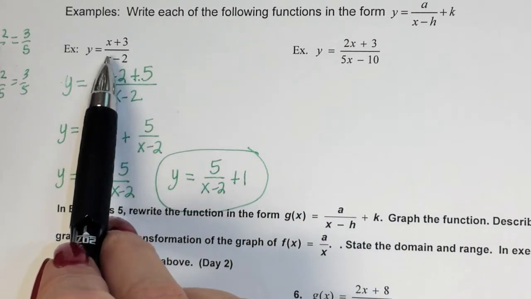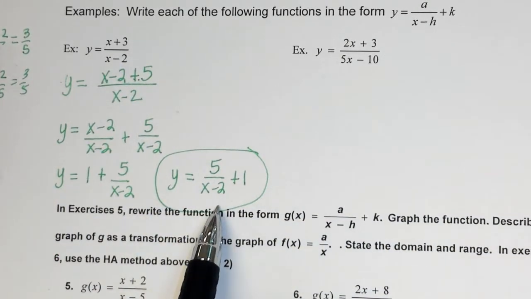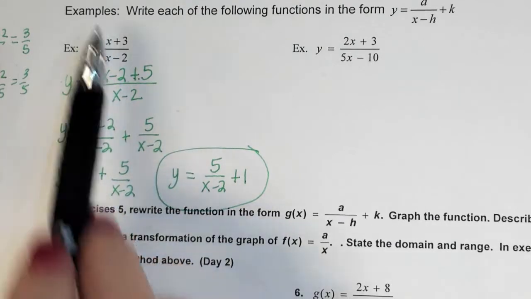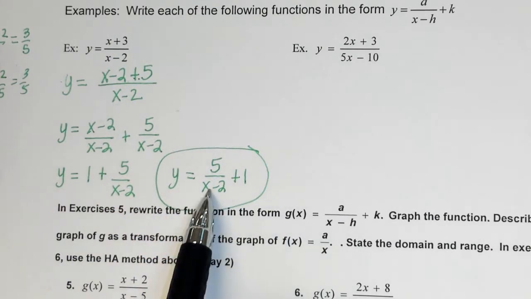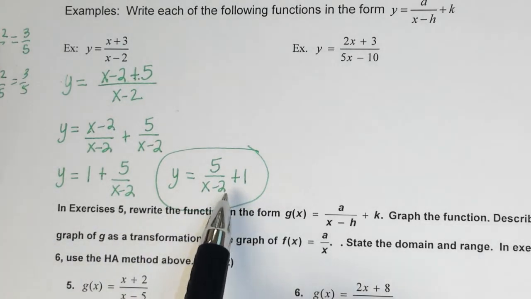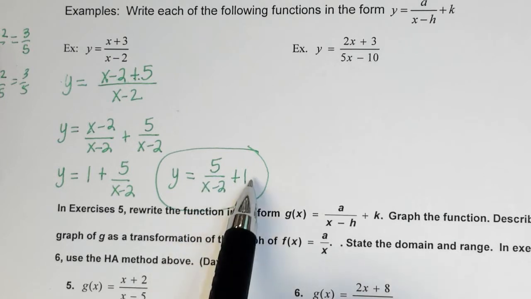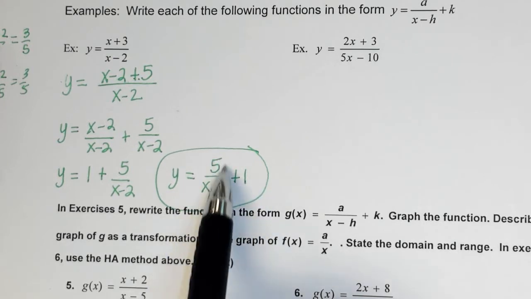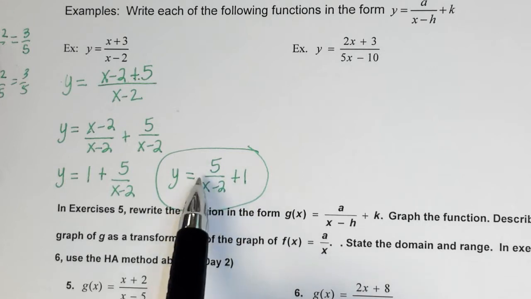Another way to write this would be that. This is the same thing as that. Okay? So now I could see that I have a vertical asymptote at 2. I have a horizontal asymptote of y equals 1. And we also had a vertical stretch of 5 from that basic function that we started with of 1 over x.